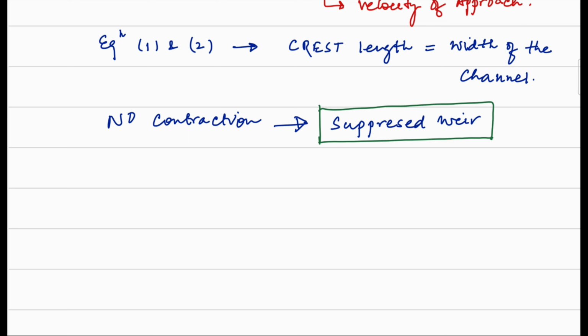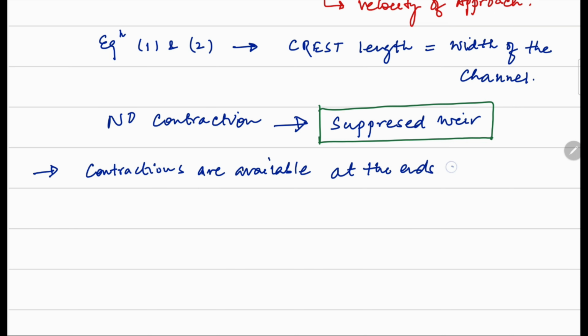What will be the situation if contractions are available in the weir? When the weir is not suppressed, then the effect of the contraction should be taken into consideration. So what we can write is that if contractions are available at the ends of the weir, because contraction can be either on one side or both sides depending upon the construction, then for such situations the weirs are not suppressed.